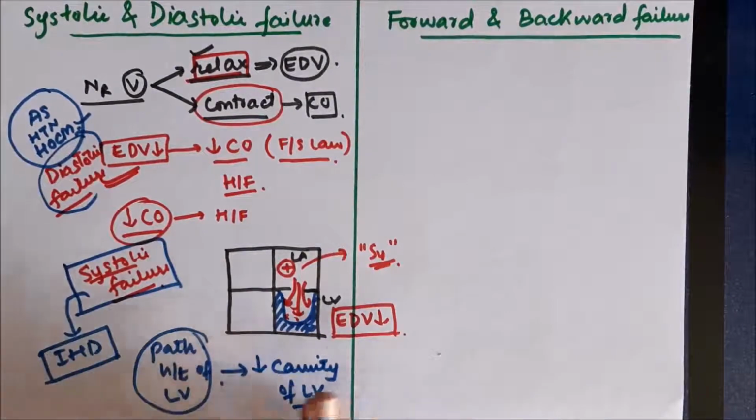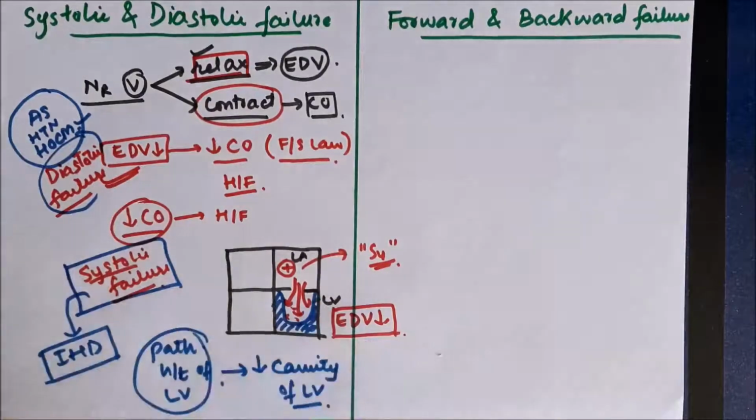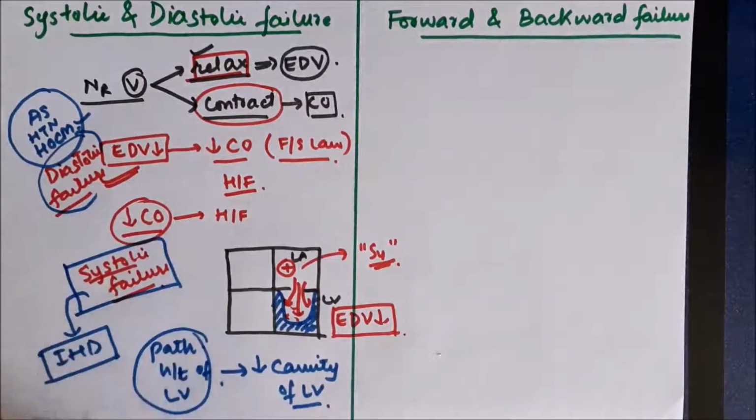So the end diastolic volume here decreases, and it eventually results in diastolic heart failure. Again, due to less end diastolic volume, there will be less amount of cardiac output as per Frank Starling law, and the heart will not be able to meet enough requirements.